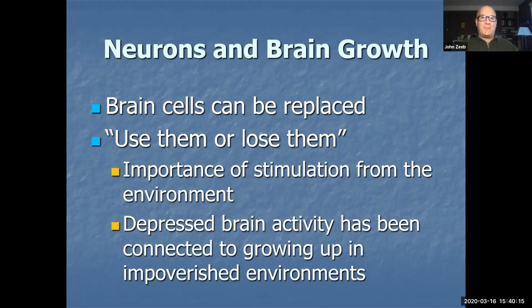Furthermore, in this particular study by Bick et al., 2017, they found that depressed brain activity has been connected to growing up in impoverished environments. So theoretically, if we understand that, it means that children who grow up in environments that are not stimulating and are lacking certain resources, for example, we have seen that it depresses brain activity and thus growth, and potentially some of their neurons would perish and die as a result of that.